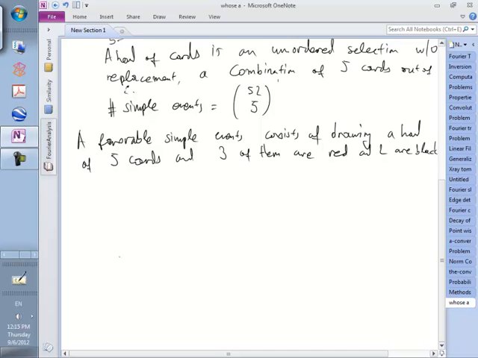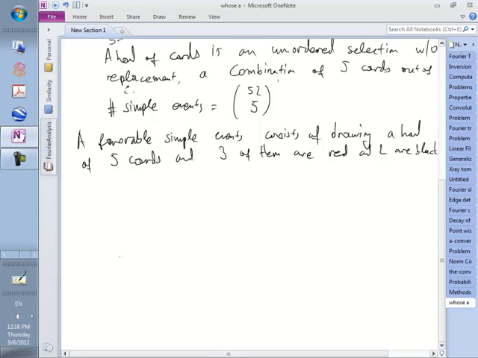Push it up. Okay, so let's see how many are the favorable events. To understand how many favorable events you have, you have to construct the favorable event. So how would you construct it? You would look in the deck of cards and find 3 cards that are red. So the first part is the selection of the 3 red cards. The remaining part is the selection of the 2 black cards.